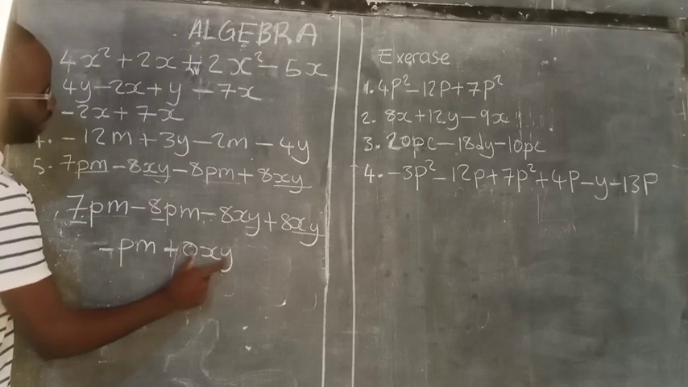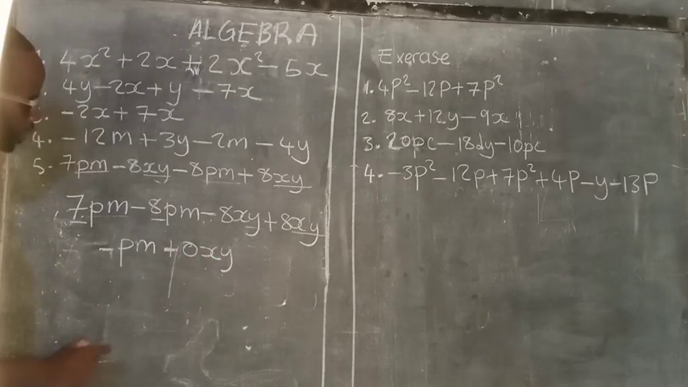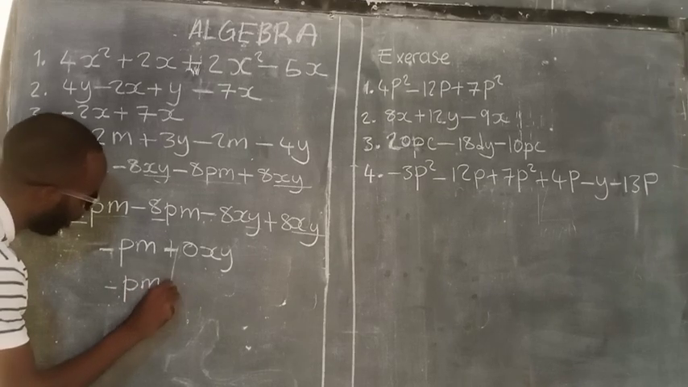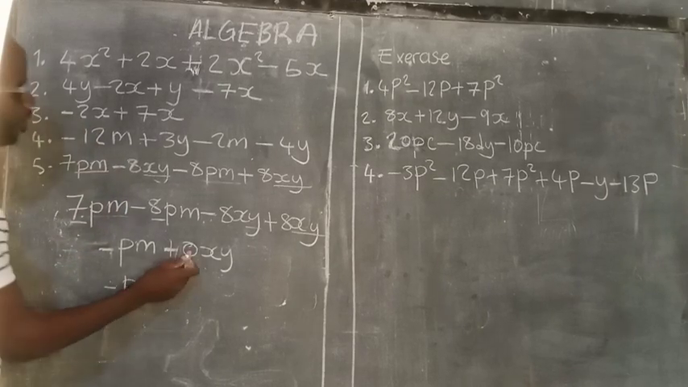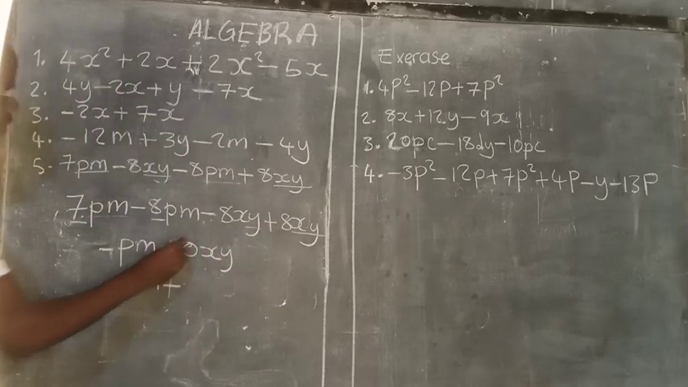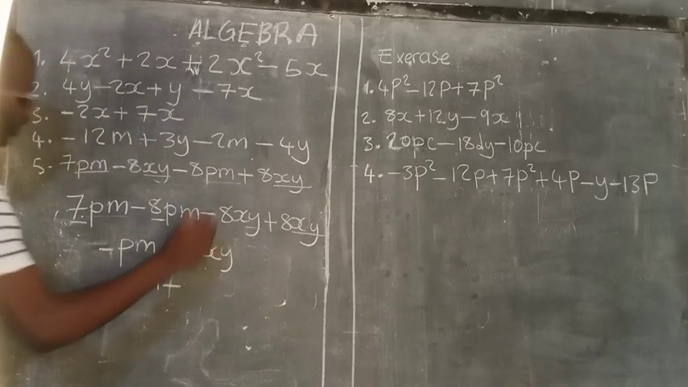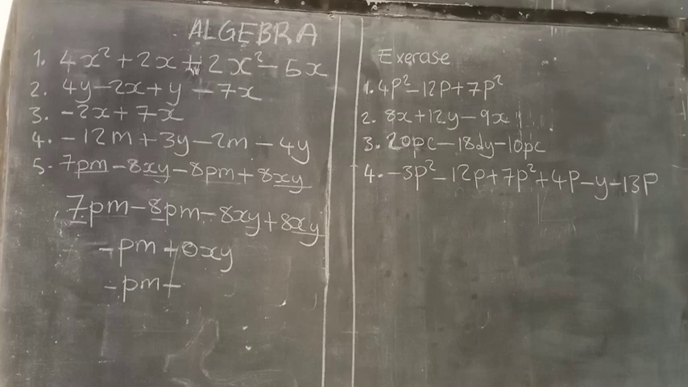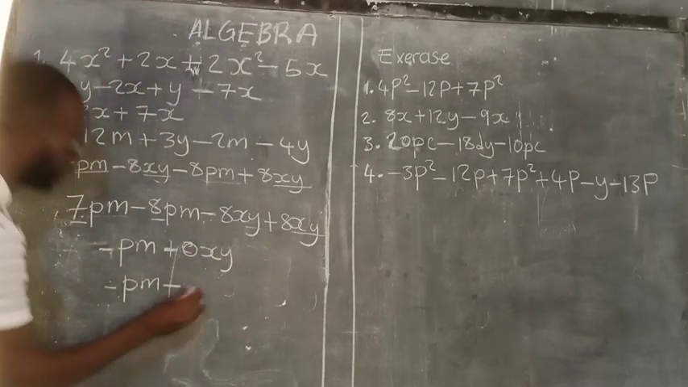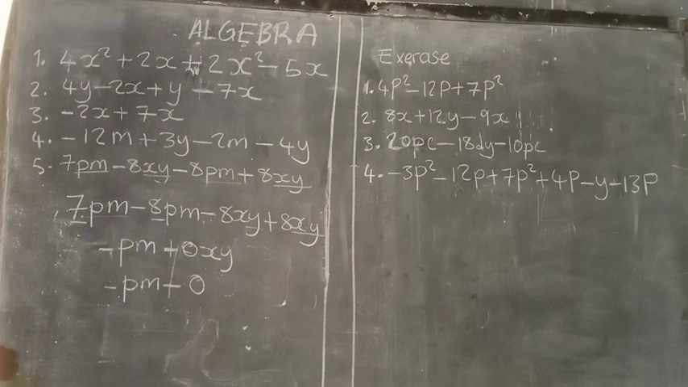But we know that here 0 means nothing. So we can just write this as negative PM minus, whenever you have a 0, you can just remove these terms because they will disappear when we follow the rules of multiplication. So 0xy, meaning there's no xy. So we can just put 0.